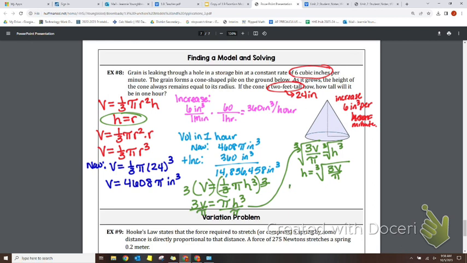And now let's plug in. So h equals the cube root of 3 times V, which we know is 14,836.458, divided by pi. We type this in our calculator, and it's going to tell us that our h is equal to 24.197 inches. All right, and I know we normally don't box or circle answers, but I want to make sure we don't lose that answer because that was a lot of work.